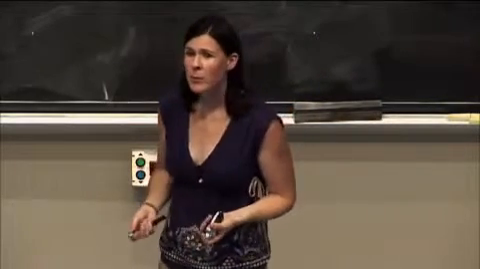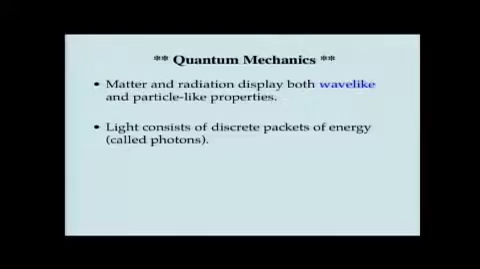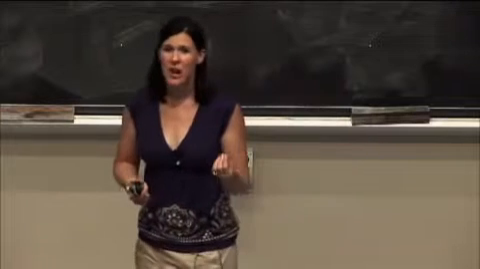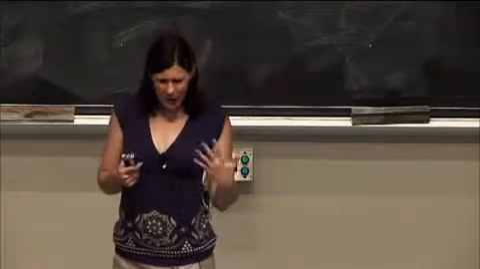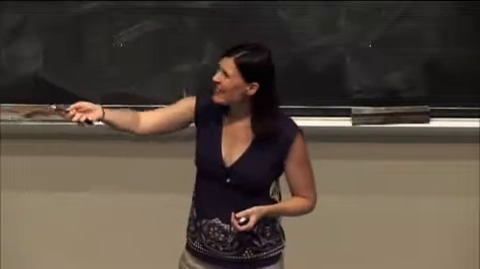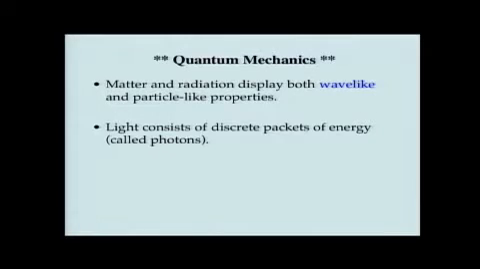The second important point to quantum mechanics is that it considers the fact that light consists of discrete packets or particle-like pieces of energy, which are called photons. If you think about what's actually happening here, this second point, that light consists of photons, is the same thing as saying that light shows particle-like properties. But that's such an important point that I put it separately, and we'll cover that separately as we go along.